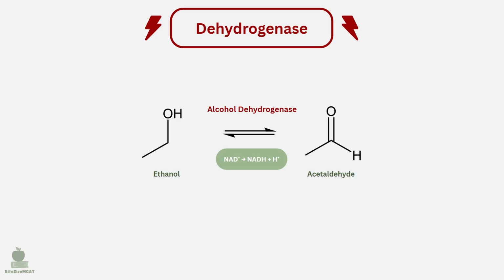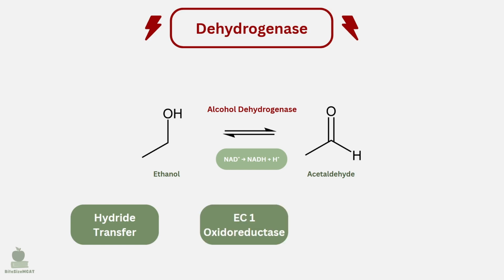So let's take a look at an example. Alcohol dehydrogenase works by oxidizing ethanol to acetaldehyde. It does this by using NAD+ as an oxidizing cofactor, which is then reduced to NADH. As a professor once taught me, anytime you see a dehydrogenase, think of these 3 things: a hydride transfer, EC1 oxidoreductase, and a redox cofactor. And redox cofactors include FAD, NADH, NADPH, and so on.